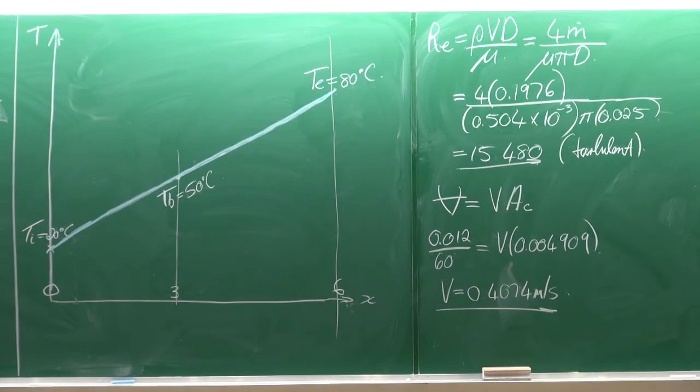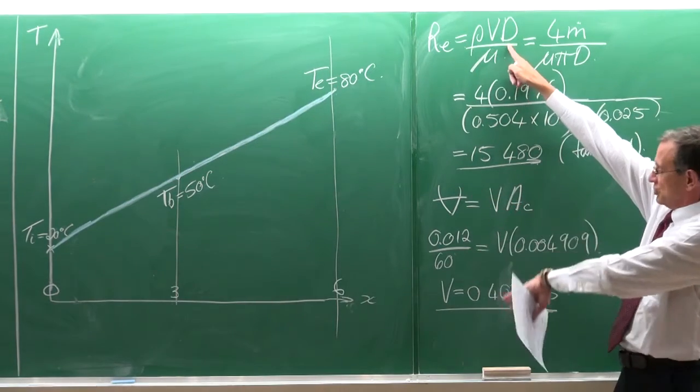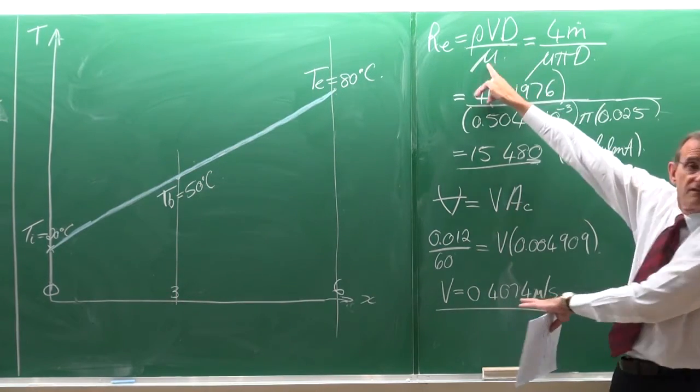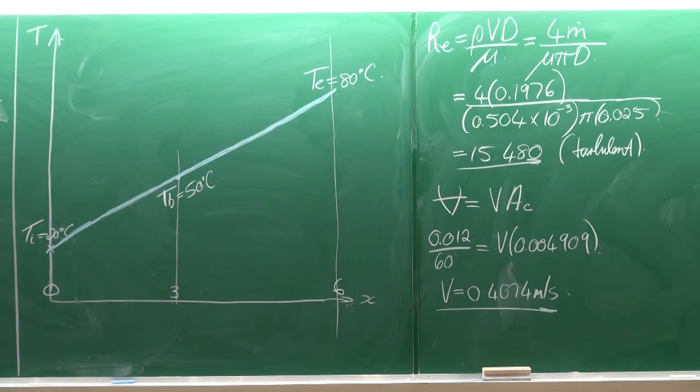So the density, there it is. The velocity, here it is. The diameter, there it is. The viscosity, there it is. You can calculate the Reynolds number also like that. Whichever you prefer. Doesn't matter.